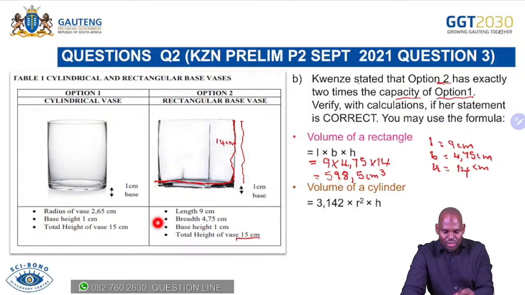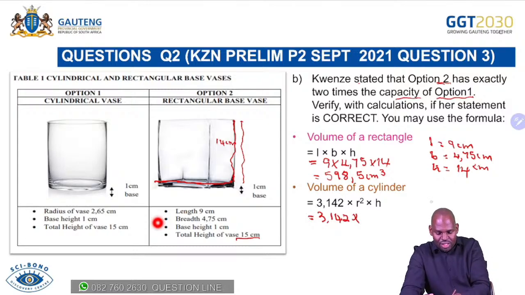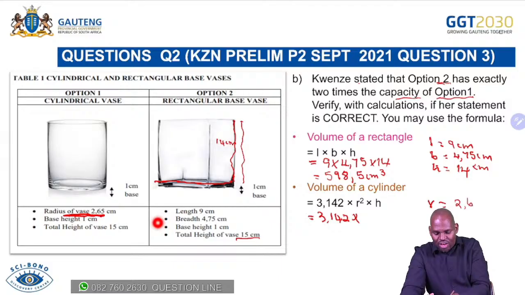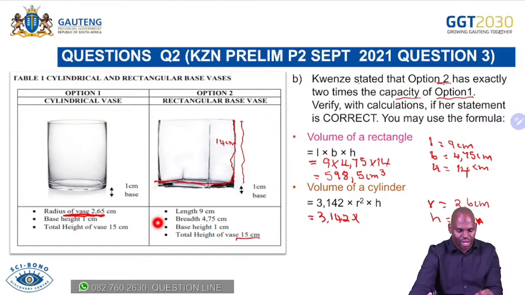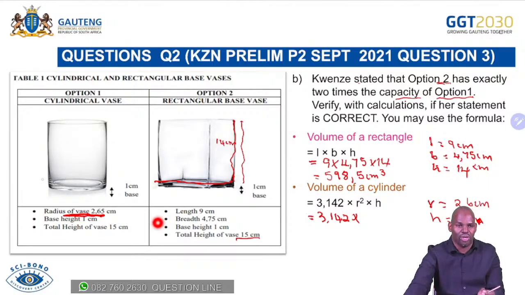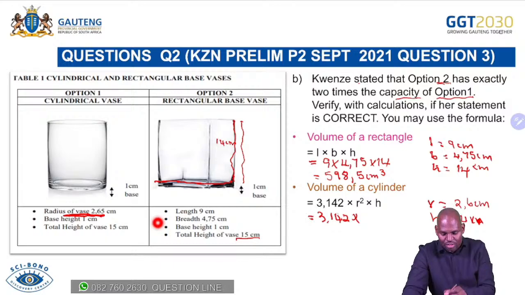So we're going to use the volume of a cylinder. For this, we do the substitution. The value of pi has already been substituted. So we say 3,142 multiplied by, first thing, what is our r? If you look at the information that is given there, our radius is 2,65 centimeters. And then our height is 14 centimeters, not 15. The height of the vase is from outside, but in this case, because we're looking for capacity, the amount of space inside, that is why we're using 14.